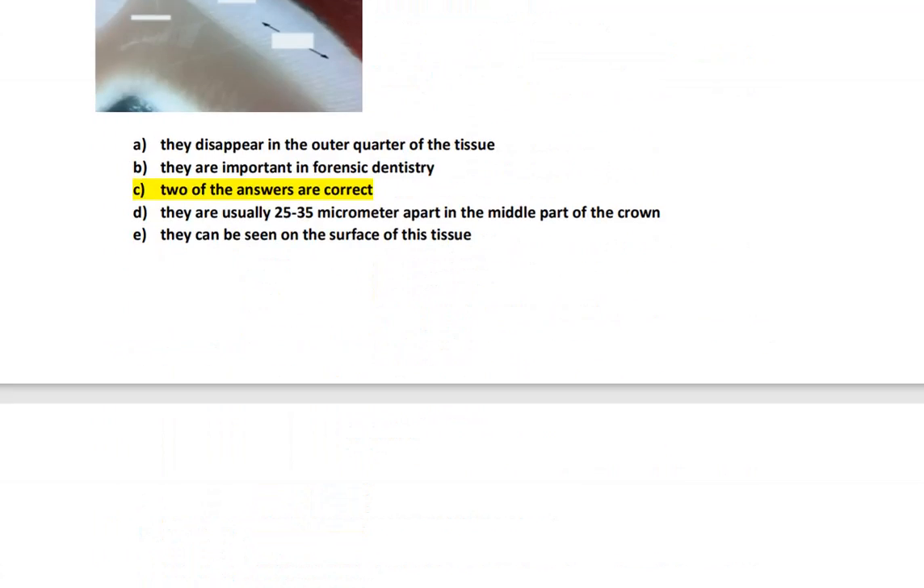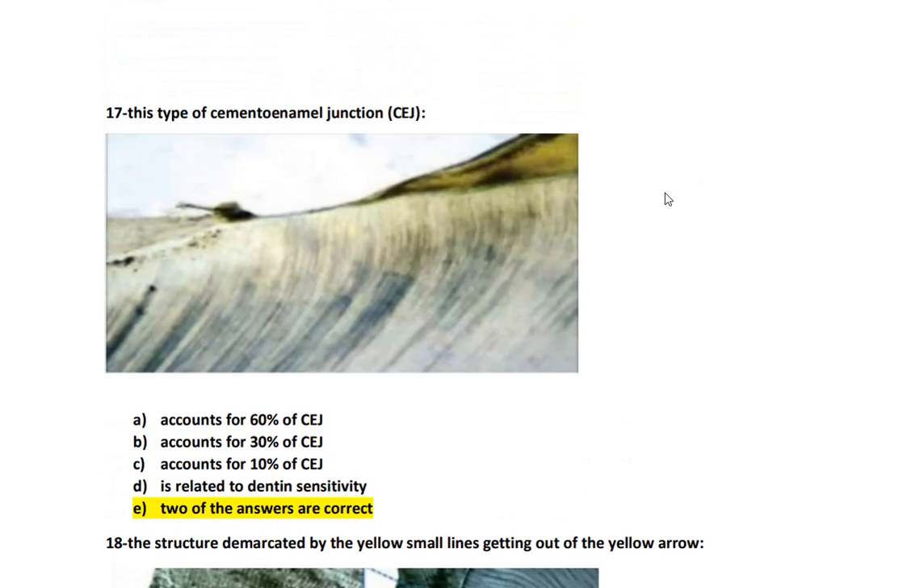Okay, now this type of cemento-enamel junction. We said cementum and enamel meet in 4 ways. In type 1 cementum covers the enamel and this is in 60% of the cases. Type 2 cementum and enamel meet edge to edge and this is 30% of the cases. Type 3 cementum and enamel don't meet just like here and this is in 10% of the cases. Type 4 is a minor type and we rarely see it. It happens in 1.6% of the cases.